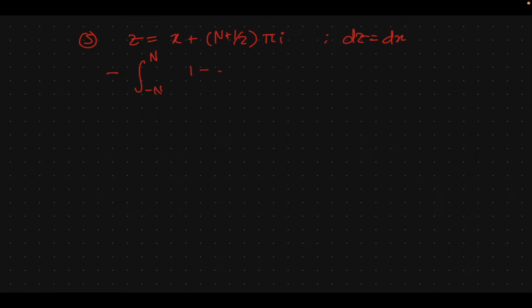1 minus e to the 2i(x plus (n plus 1/2) pi i) divided by sinh squared of x plus (n plus 1/2) pi i. And let me remind you, n is an integer.